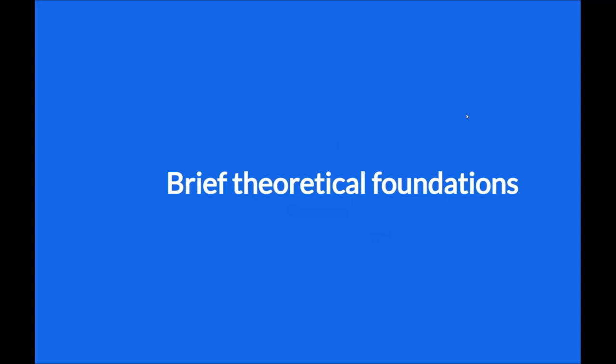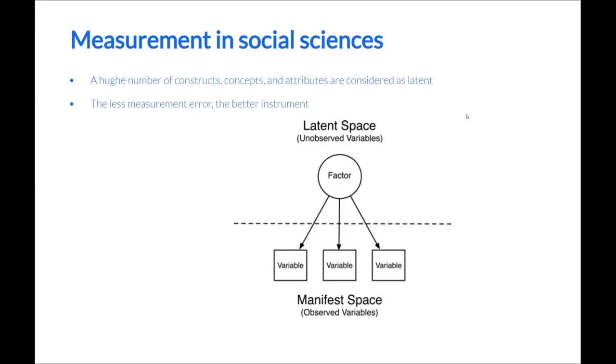Okay, about the general issues about structural equation modeling. It's very important to discuss this, and the most important application of SEM is about the measurement issues in social science. Most of the concepts, attributes, or constructs that we have and can observe in the social science are latent, and it's very difficult to observe them in real life.